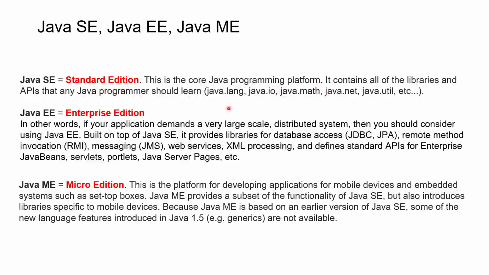The Java SE, or Standard Edition, is the base or the foundational edition. It contains all of the libraries and APIs that any programmer should learn to build project level or highly localized Java applications. The Java EE, or Enterprise Edition, is for business, for large-scale distributed systems that meet the demands of business.